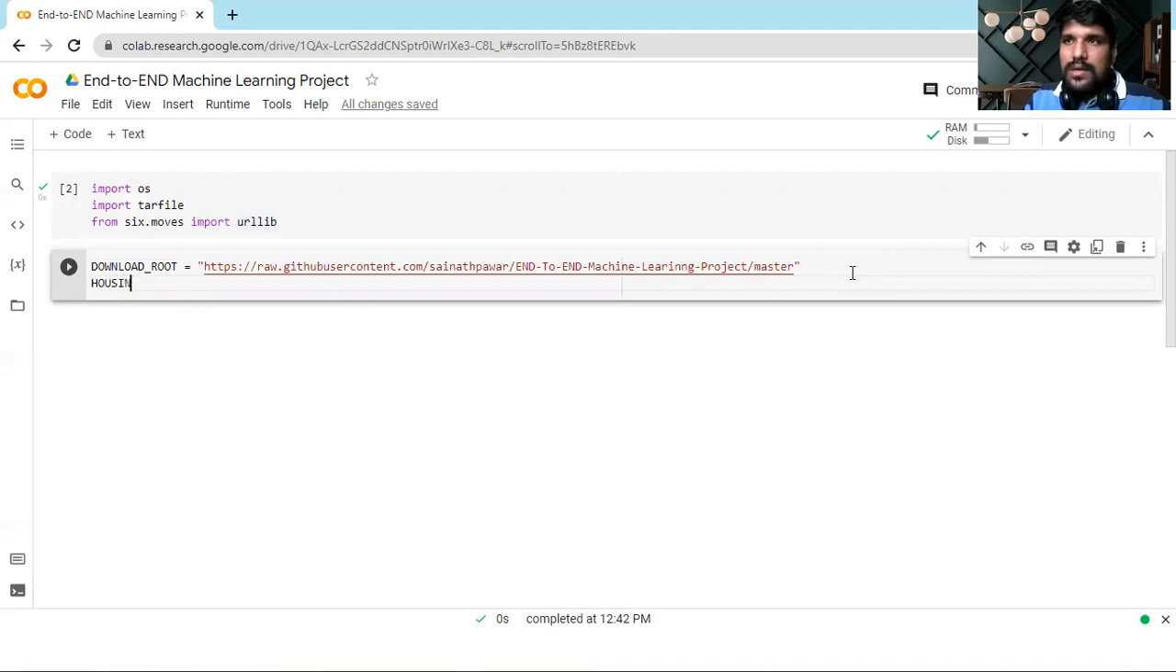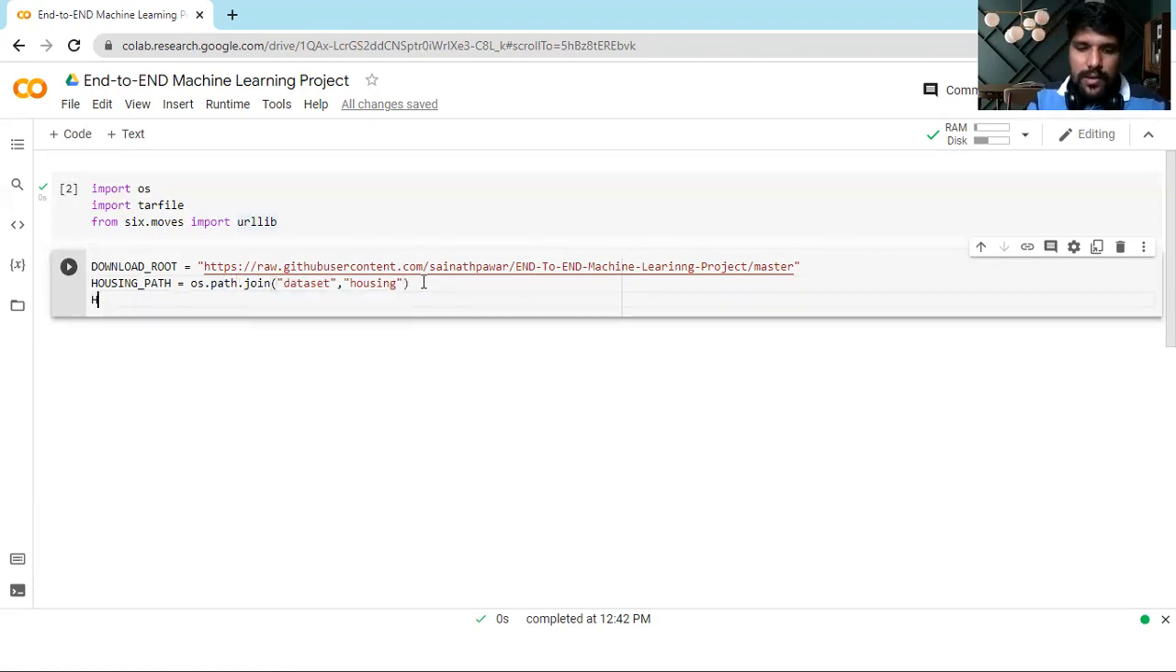Then I need to create a directory where my data is stored. So like os.path.join, datasets is the directory, and below datasets there is housing as the directory. So this is my path, this is my link, and this is my path where my data is stored in the GitHub. So os.path, the spelling is wrong.